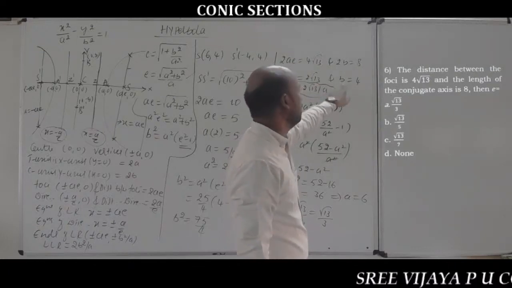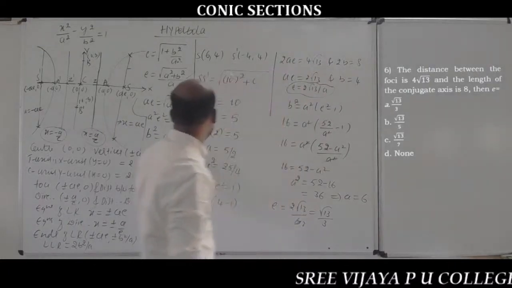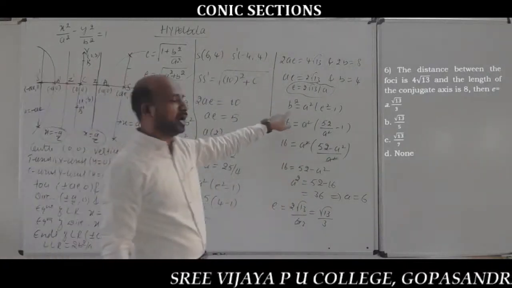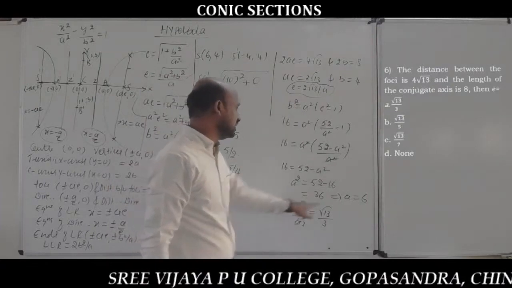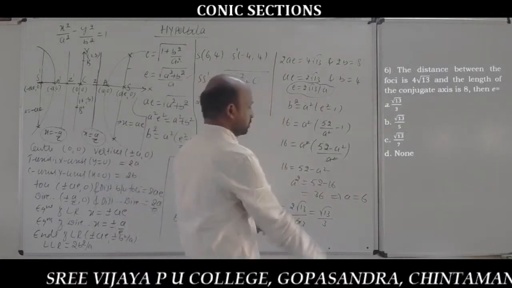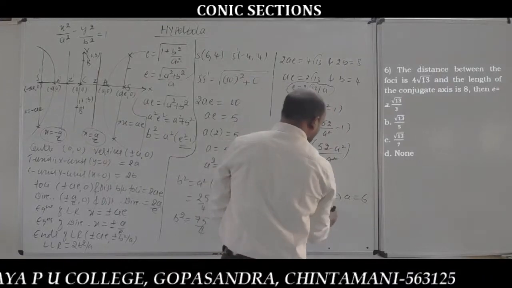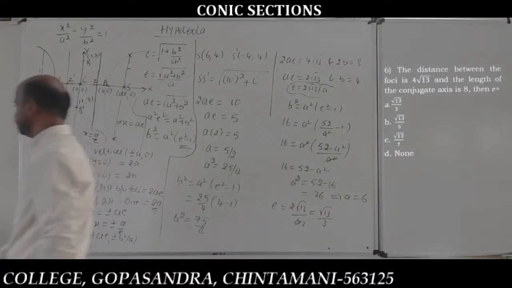The value of e becomes 2 root 13 by a. So a is needed, and the b value is known. By using the result b square equals a square into e square minus 1, we get the eccentricity. The a value is 6. Substitute the value of a here: 2 root 13 by 6 becomes root 13 by 3.